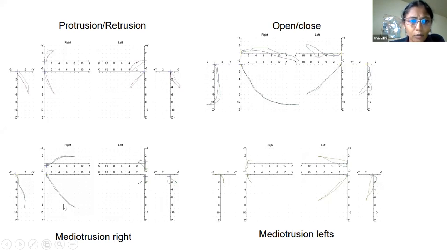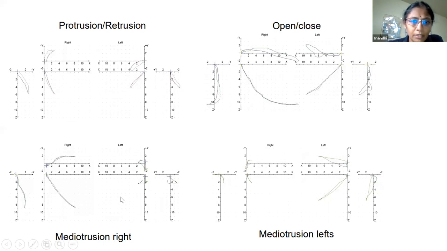And then the quantity is okay. Quality is not that bad. And we don't look at symmetry in this because it's not a symmetric movement. This is an asymmetric movement. So then we talk about Bennett angle and Bennett movement in asymmetric movement, right? Laterotrusion has Bennett angle and Bennett movement. Bennett movement is on the working side. Bennett angle is on the non-working side.